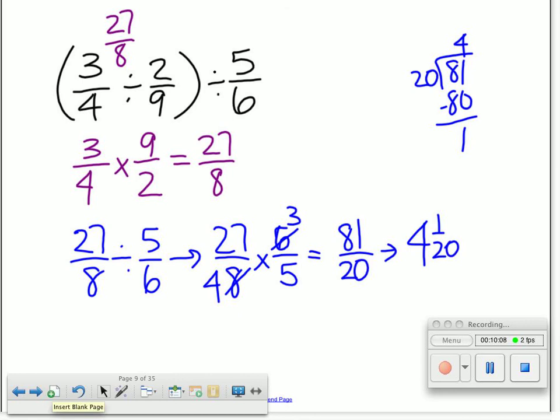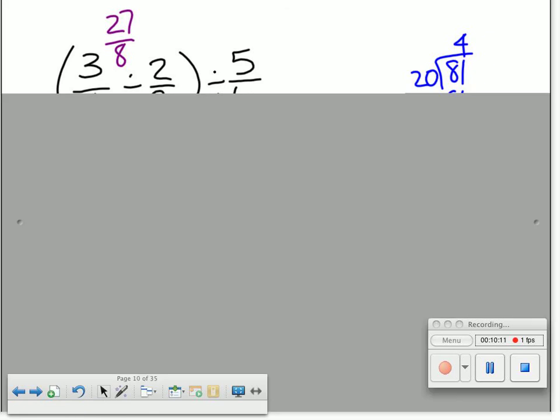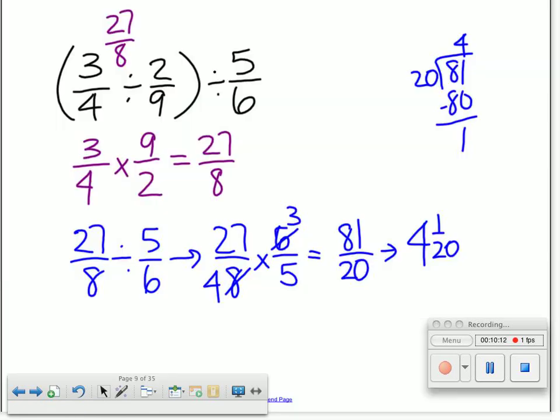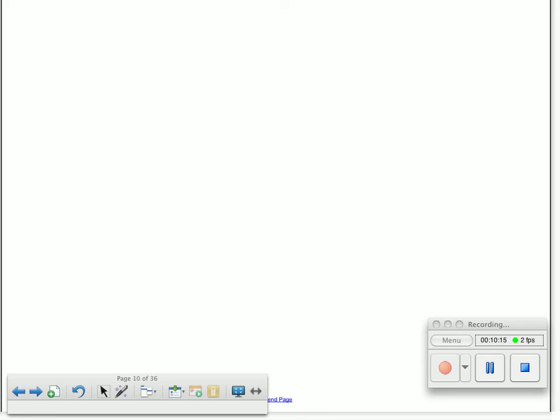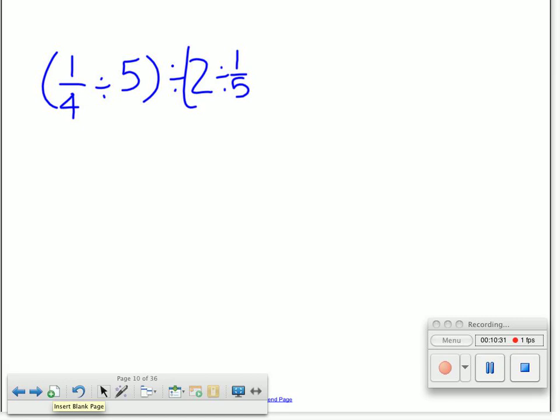Okay? There are other ones as well that have 2 brackets for your bonus, where we would have something like 1 over 4 divided by 5. And then I've got divide that by 2 divided by 1 over 5. So I would take care of the brackets first. Okay, so I'm going to do the first bracket in black.